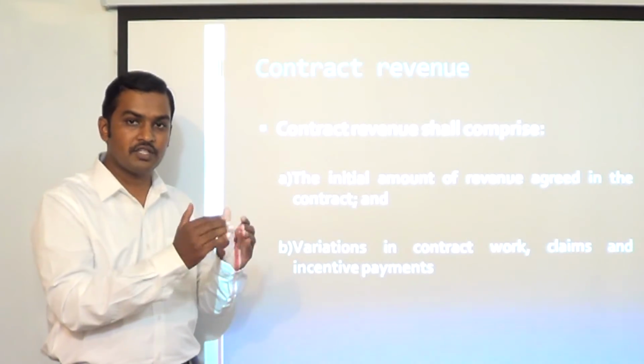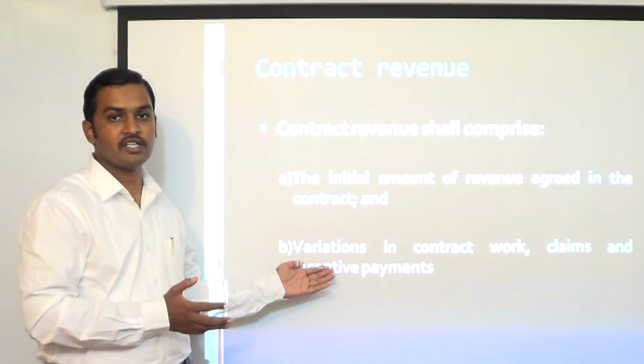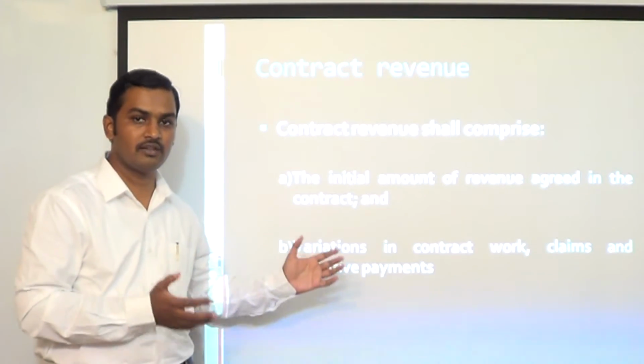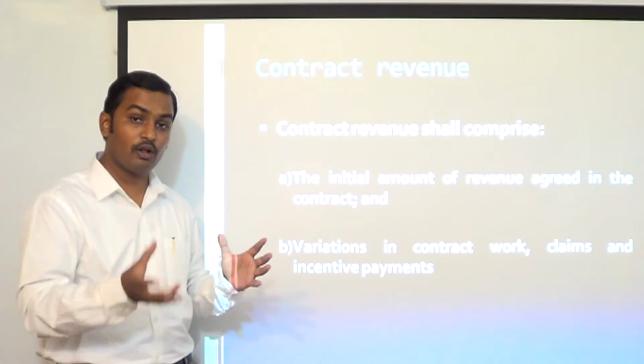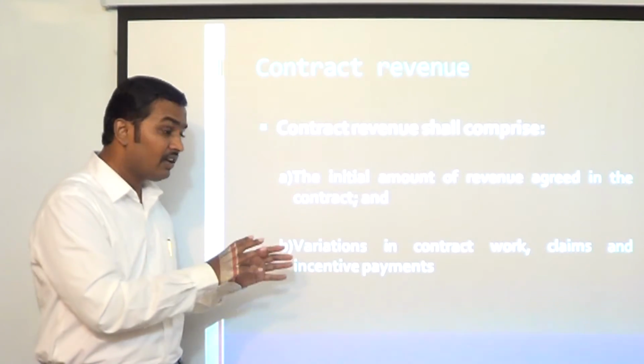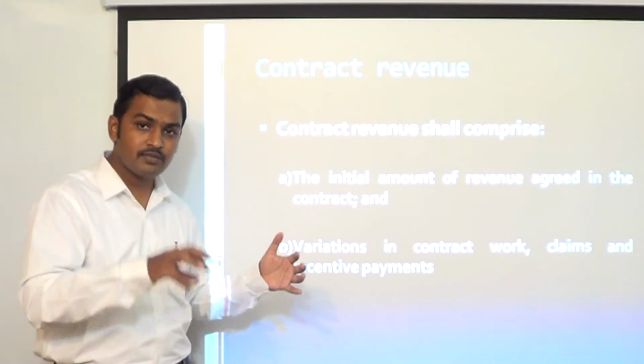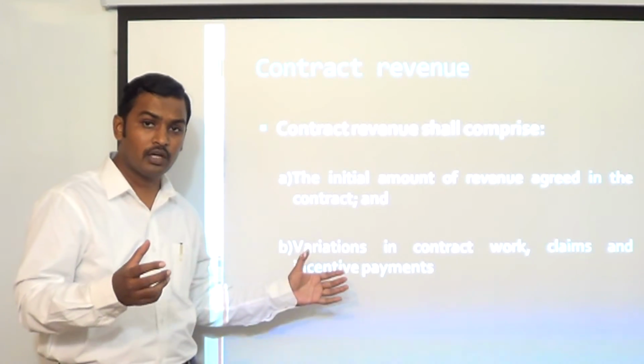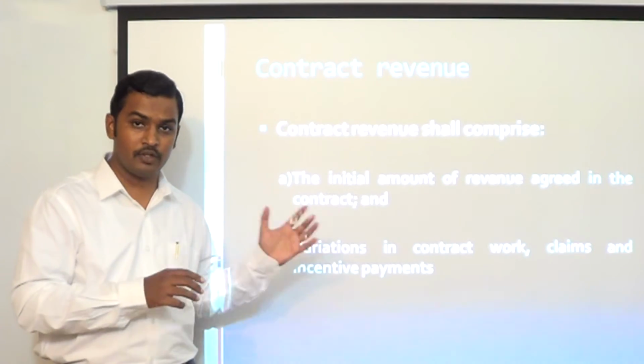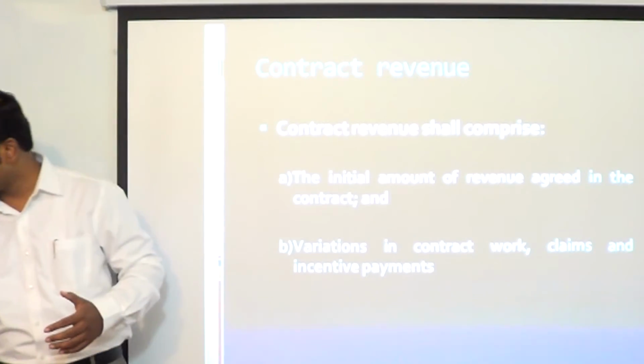So not only the revenue which is agreed in the contract, sometimes variations of contract work, claims, incentives will also form part of revenue. Now, when will variations in contract work form part of revenue? When can you include claims as part of contract revenue? When can you include incentive payments as part of contract revenue? That is what we are going to discuss in the next slide.